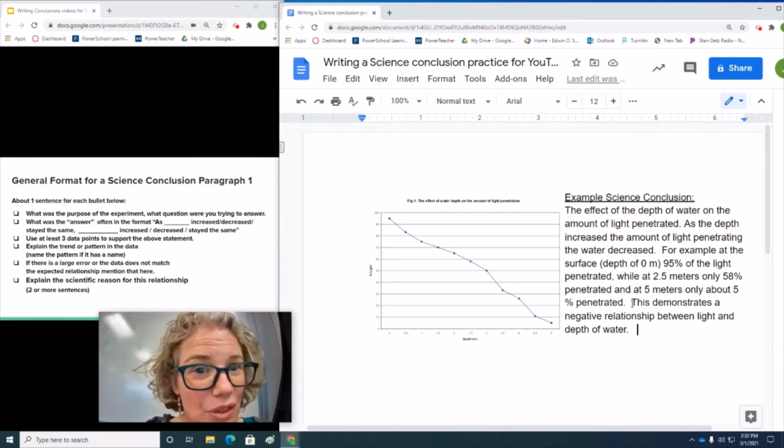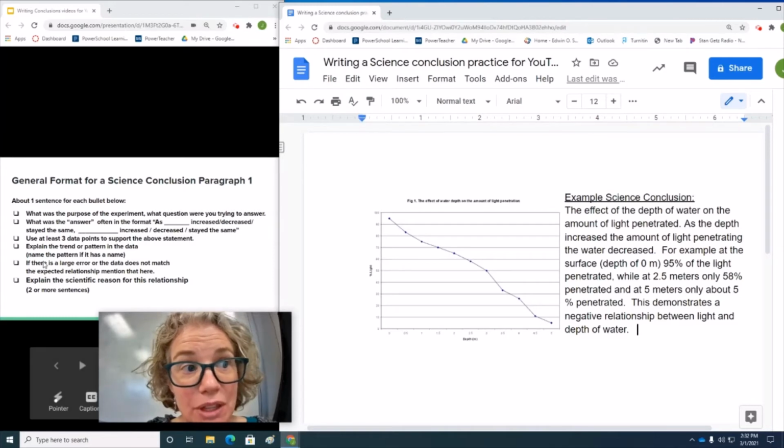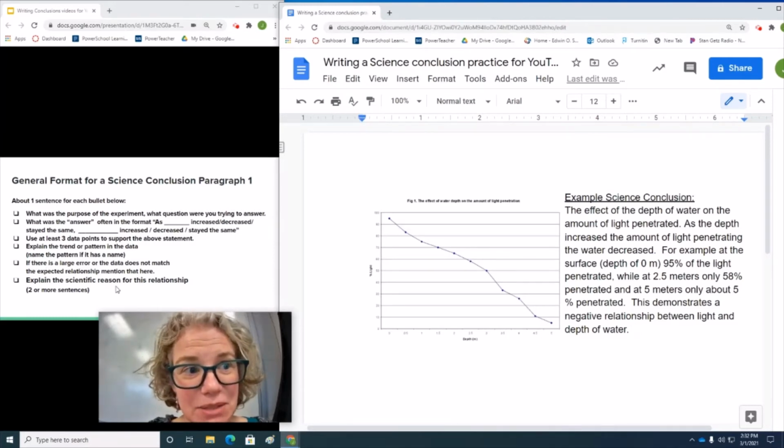Now, were there any major data points that are way off this pattern? No. So I don't think we need to worry about this bullet point here. So now we need to explain the reason for this relationship.